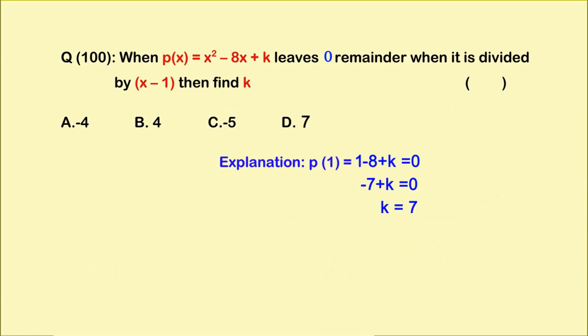Question number 100. When p of x is equal to x square minus 8x plus k leaves 0 remainder when it is divided by x minus 1, then find k. So p of x is given, p of x is equal to x square minus 8x plus k. If you substitute x minus 1 is equal to 0, x is equal to 1 in the given expression, p of 1 is equal to 1 square minus 8 into 1 plus k. That is equal to 1 minus 8 plus k. So minus 7 plus k is equal to 0. So k value will be 7. So the right answer is D.